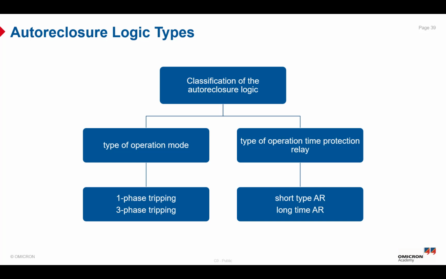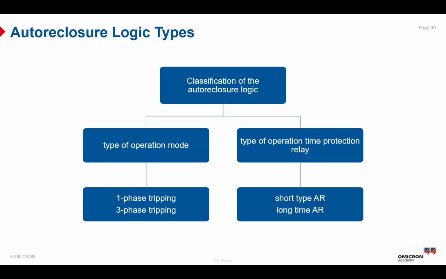The second type of classification is the type of the operating time. The AR logic can be distinguished by the parameterized duration of the dead time, and the dead time here is the time between the drop off of the trip command of the circuit breaker and the circuit breaker close command. So here is the definition of the dead time. We have two types.